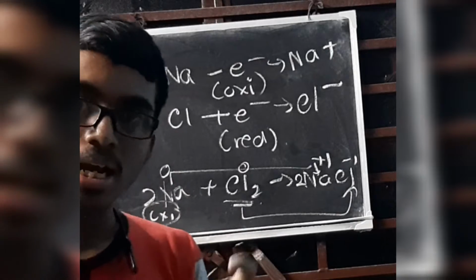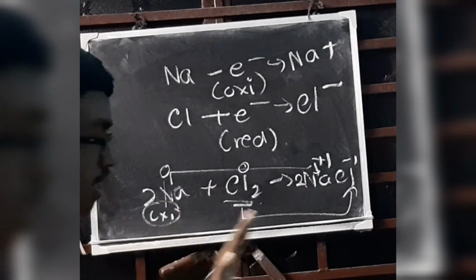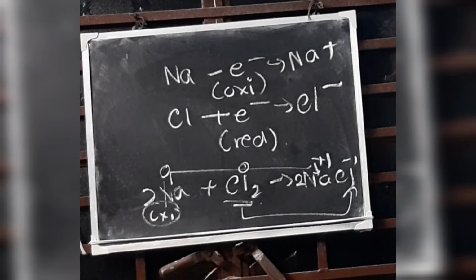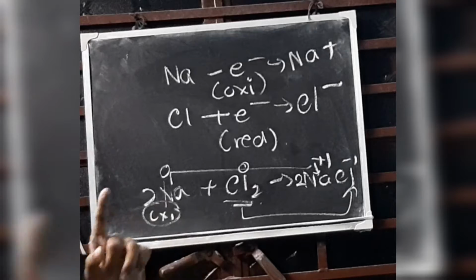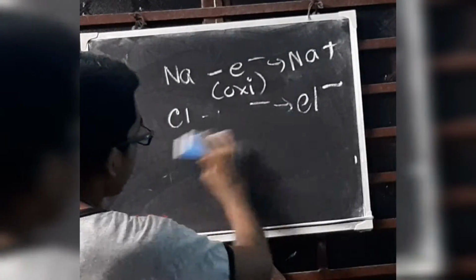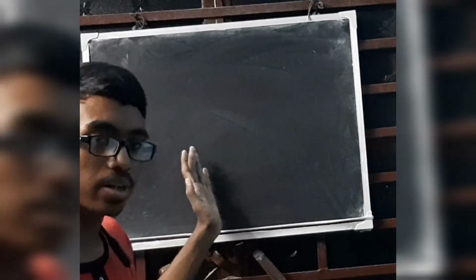Oxidizing agent and reducing agent, just two main things, and oxidation and reduction. Whoever undergoes reduction will be the oxidizing agent. Whoever undergoes oxidation will be the reducing agent, the opposite. So reducing power will decrease across a period, ultimately ending up at oxidizing power, and oxidizing power will increase across a period. Starting with reducing power, it will increase with oxidizing power.